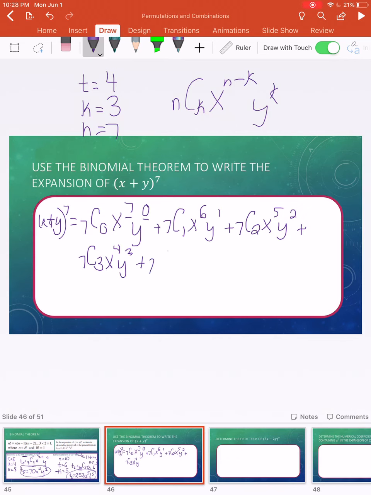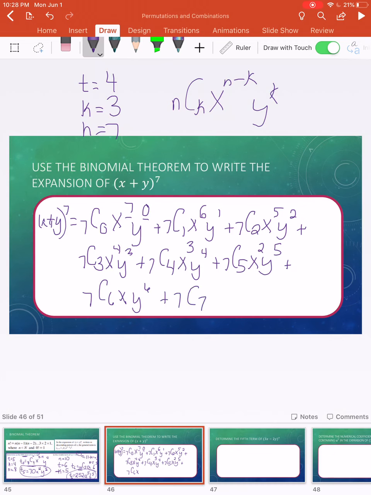Now I have 7 choose 4. My x goes down by 1, so it's x to the third. The y goes up by 1. 7 choose 5, x to the power of 2, y to the power of 5. 7 choose 6, x to the power of 1, y to the power of 6, and 7 choose 7, x to the power of 0, and y to the power of 7. So if you were to count all of these terms up, you should end up with 8.